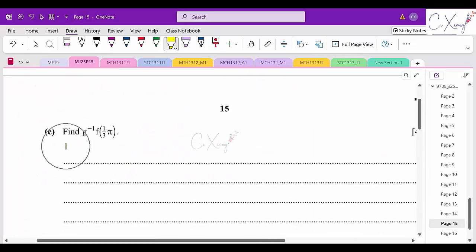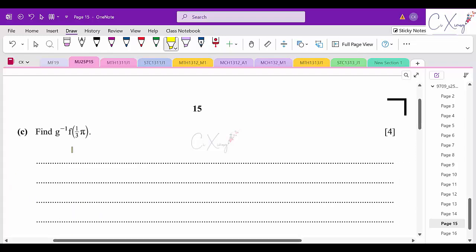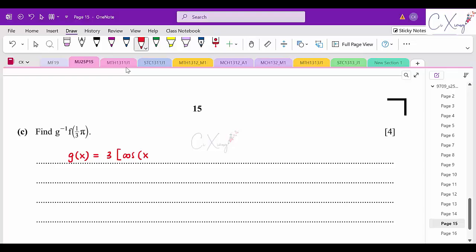Part C, they want you to find g inverse f of pi over 3. So first of all, we actually need to find out g inverse first. We know that our function g(x) is given like this, where it is 3 cos(x minus pi) plus 2. To find out the inverse function, I will let y equals to the function g(x) first. I want to rephrase my equation to become x equals to something in y to get the inverse function.